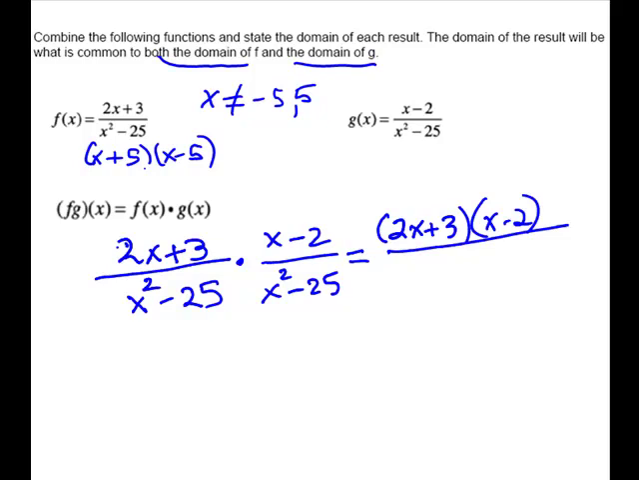I can factor the denominators if I want. I have x plus 5, x minus 5, and I have that again. And there's nothing you can do. Nothing divides out. So I would leave it right there. Your domain is just going to throw away negative 5 and positive 5.